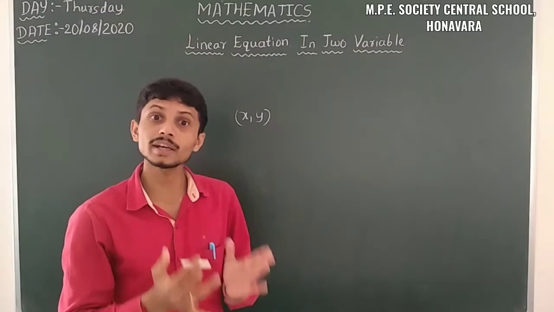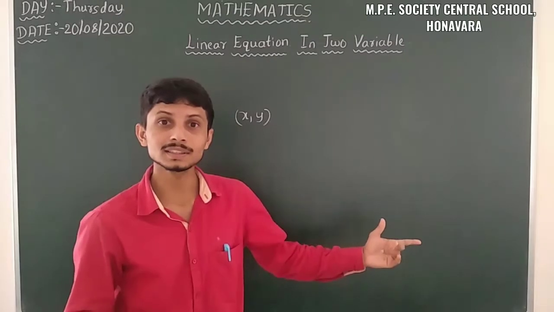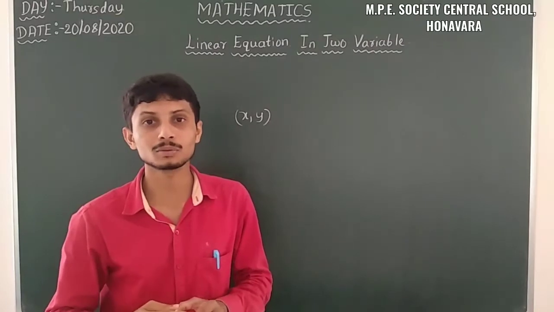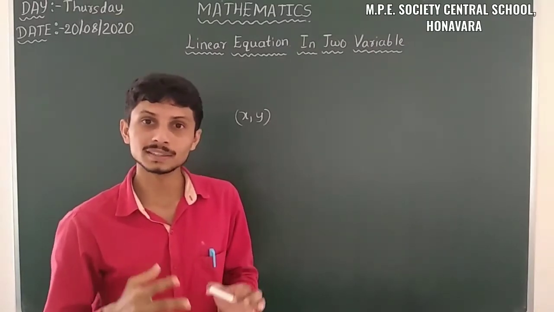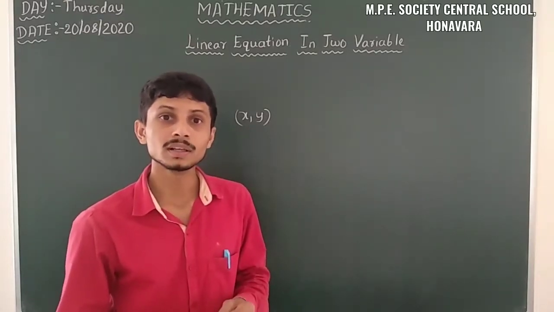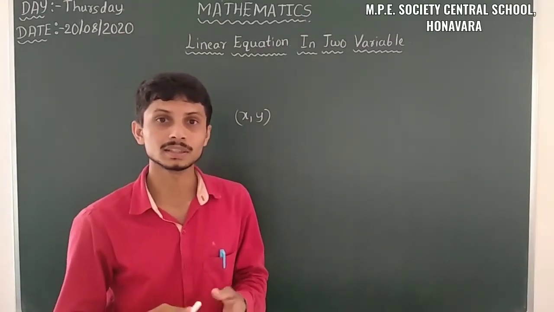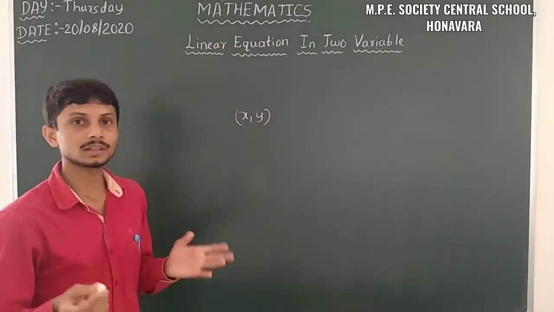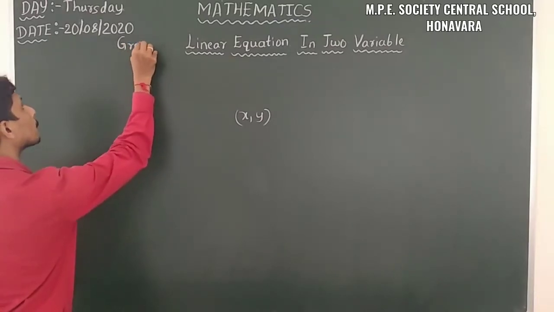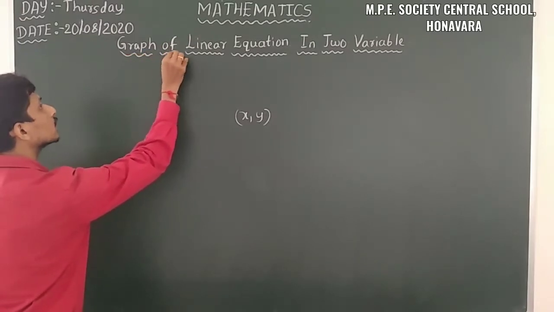That means we can locate that x coordinate and that y coordinate in the Cartesian plane. So let us move on to the next part of this lesson, that is the graph of a linear equation in two variables. In that part we are discussing how this solution is converted into graphical representation of a linear equation in two variables. That is the graph of a linear equation in two variables.